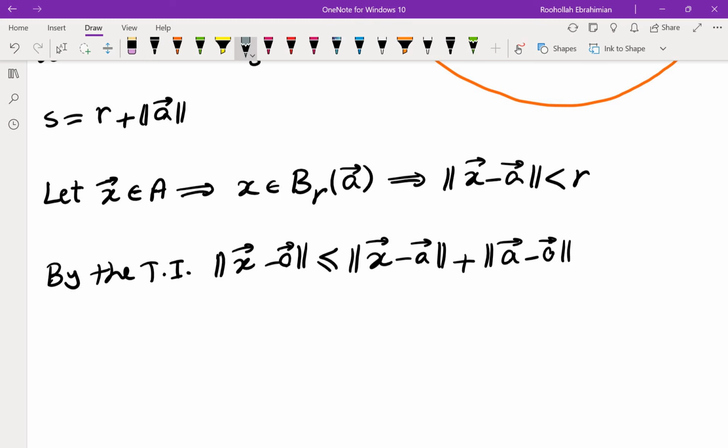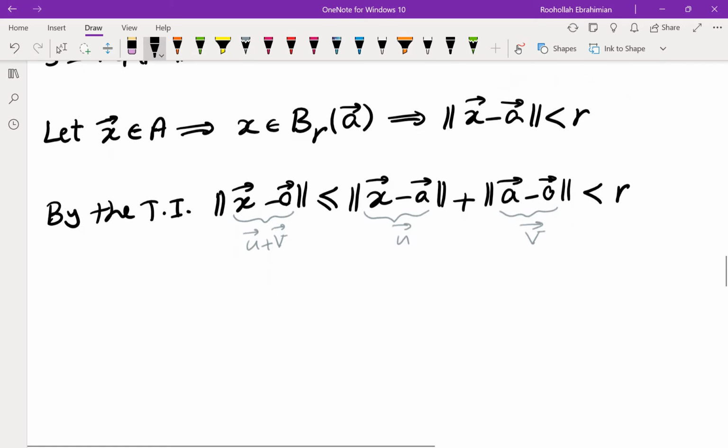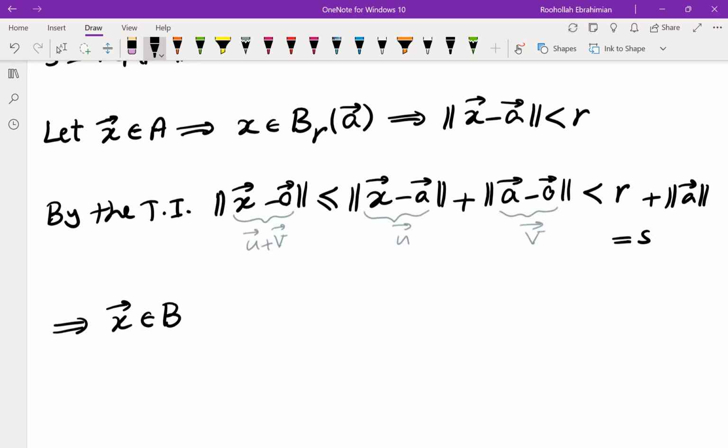Triangular inequality was exactly like this. If you call this one U, you call this one V, this one is U plus V. And now we know that X minus A is less than R because of that, and this one is just norm of A. But that was exactly S. So what does that mean? It means X is in the ball of radius S centered at the origin.